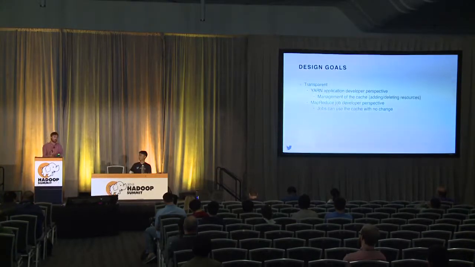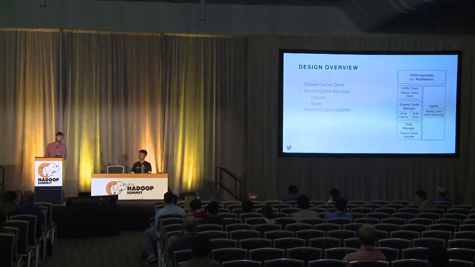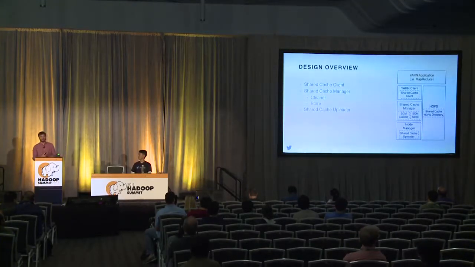And then from the MapReduce job perspective, we didn't want existing MapReduce jobs to have to be rewritten at all to leverage the shared cache. It should just be a simple configuration change so that they can leverage the benefits of the shared cache. So now I can go over a brief overview of the design. There are basically 4 major components: the shared cache client, the shared cache manager, which is divided up into the cleaner and the store, the shared cache uploader, and the directory in HDFS.